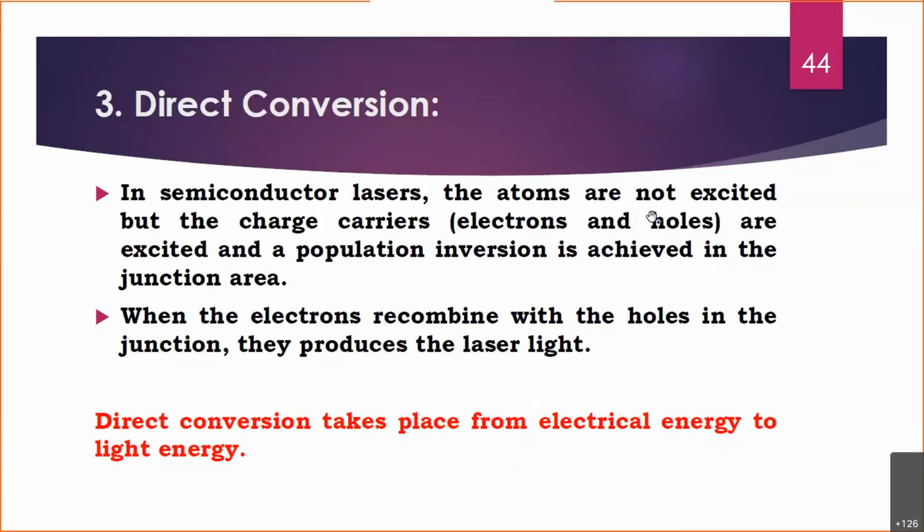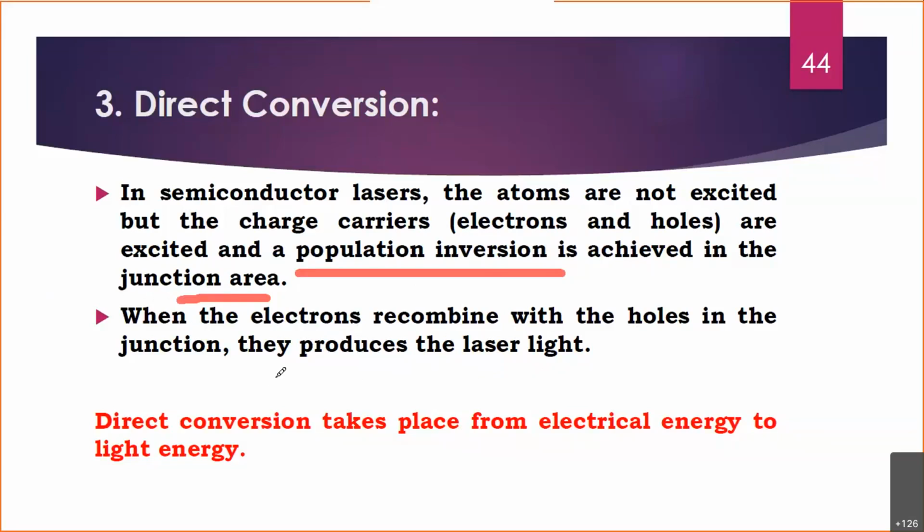Okay, so after exciting, they will reach the upper state. So basically, again, you are able to create an inversion in the junction area. That is the main thing, because in a semiconductor, you know that a p-n junction is always there, and this charge carrier flow you can also understand easily from the p-n junction area. Okay, so you see this. When they combine, the electrons recombine with the holes in the junction, and they produce the laser light.